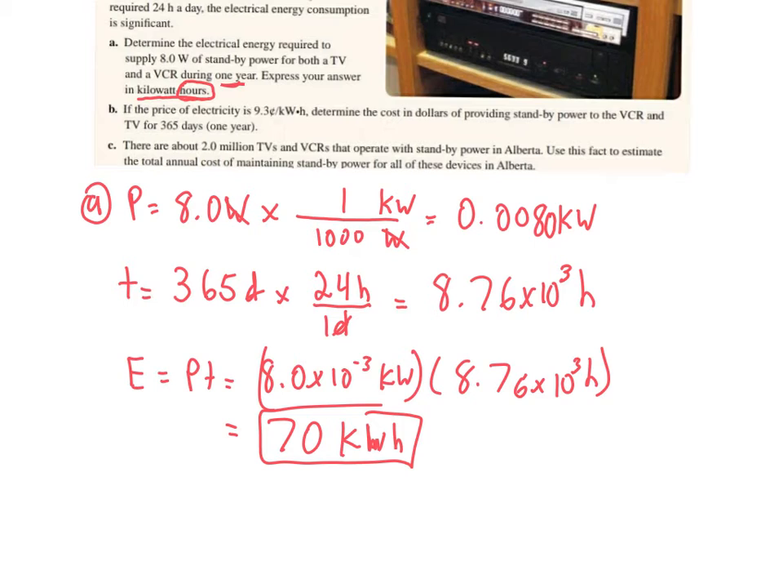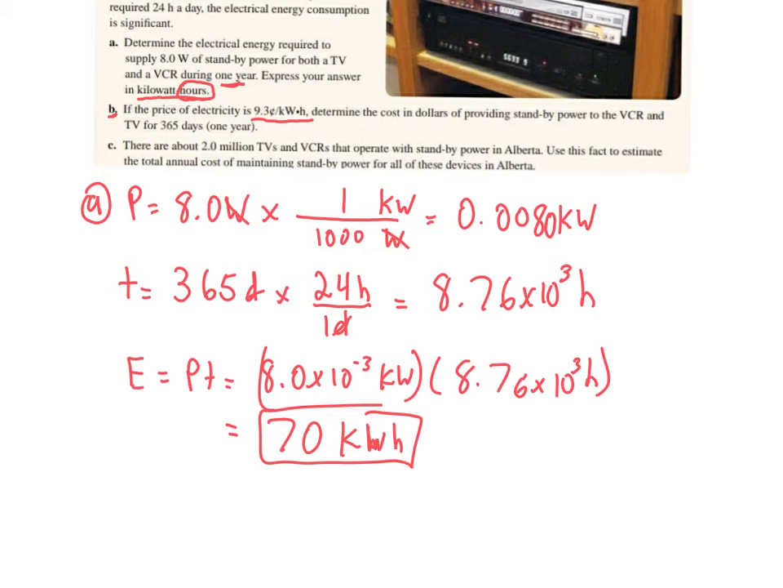So in this example, once again, in part B here, they're saying if the price of electricity is 9.3 cents per kilowatt hour. That's a little bit higher than what we have right now. I think it's about 6 or so right now. But right now it's May, and May is a relatively low month usually.